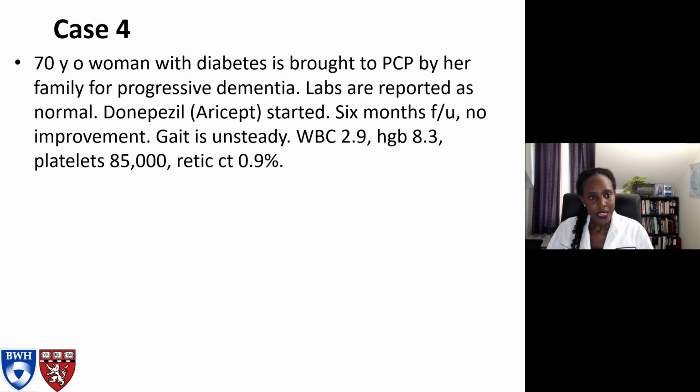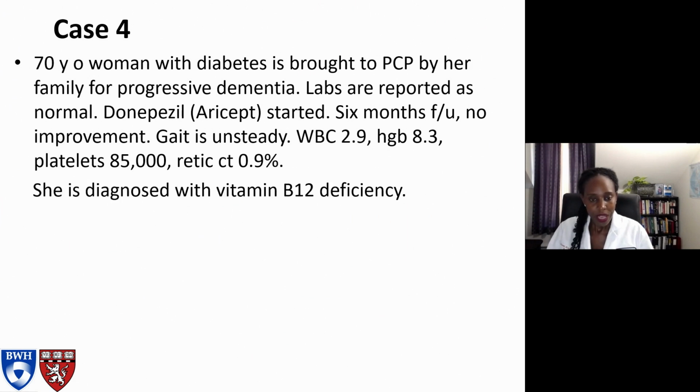The next case is a 70-year-old woman with diabetes who was brought to her PCP by her family because of progressive dementia. Her labs are reported as normal. She started on Aricept. 6 months later, there's no improvement. Her gait is unstable. Her white count is 2.9, hemoglobin is 8.3, platelets are 85,000, and retic count is 0.9%. She's diagnosed with B12 deficiency.